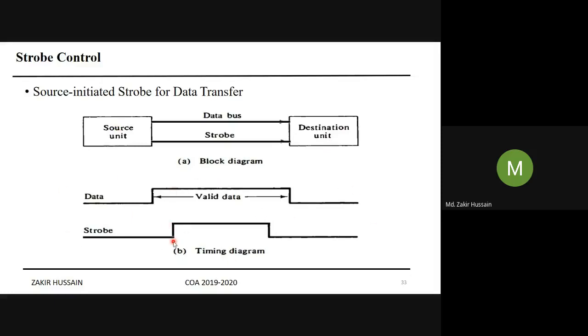In this, as long as the strobe is high, your data is valid. But you see there is some gap here. This gap, I will tell you now why it is. Here also there is a gap. As long as the strobe is high, only then is your data treated as valid. If your strobe is not high, then the data is not treated as valid. So that's the idea here.